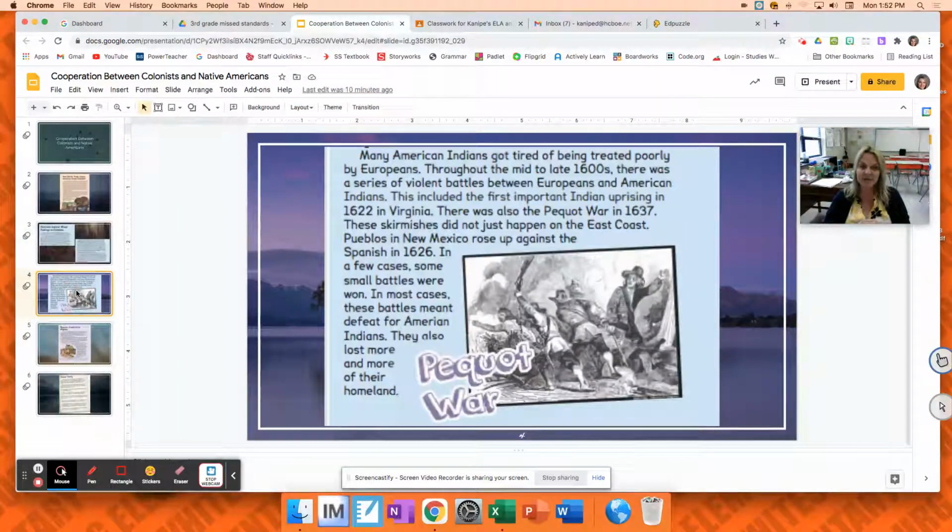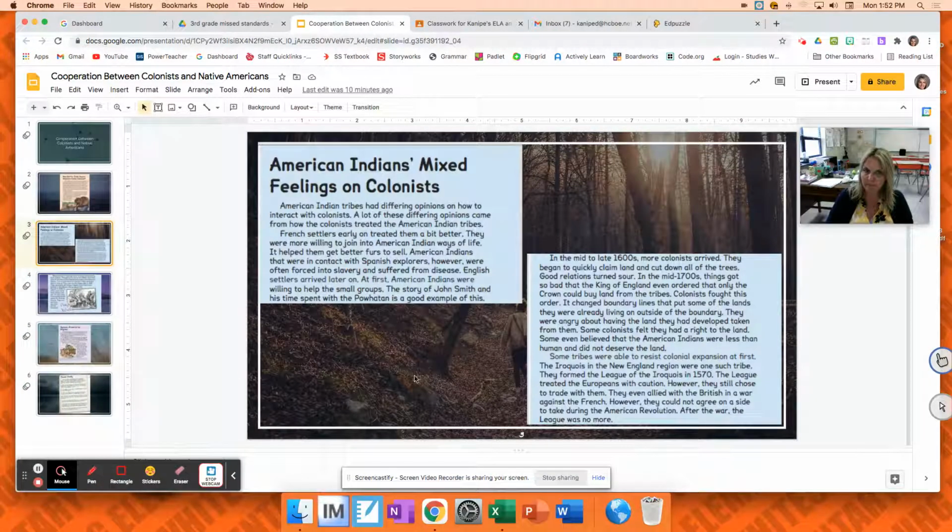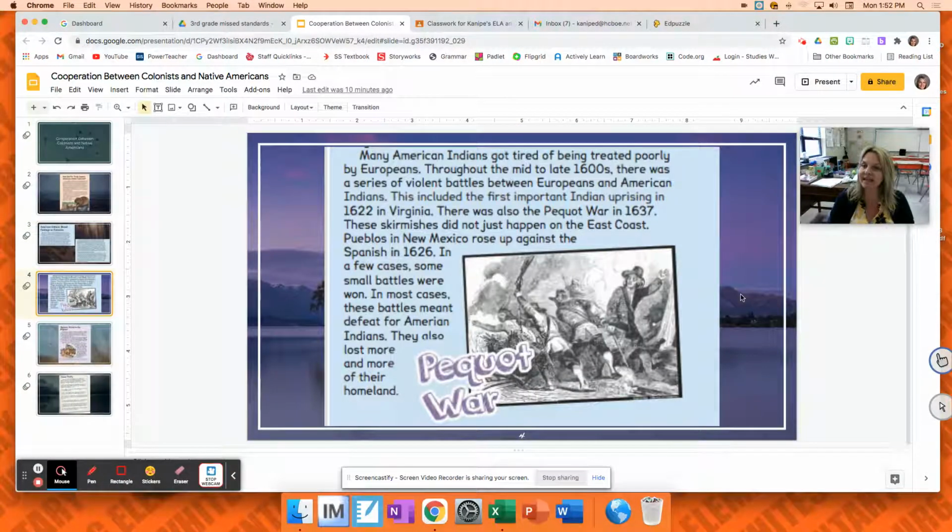Now, the last slide that we're going to do today is slide 4, and it's the Pequot War. Many American Indians got tired of being treated poorly by Europeans. Throughout the mid to late 1600s, there was a series of violent battles between the Europeans and the American Indians. Now, that is the French, the Spanish, and the English. All three of those are European countries. This included the first important Indian uprising in 1622 in Virginia. This was called the Pequot War in 1637.